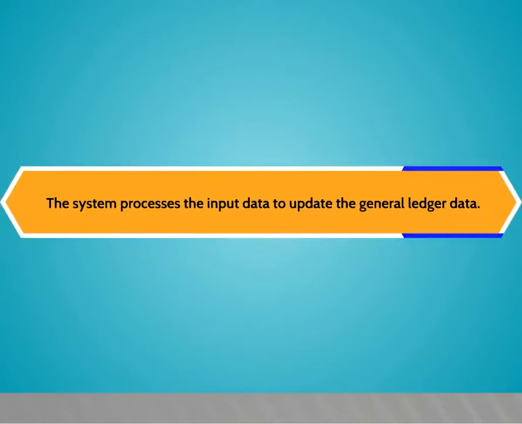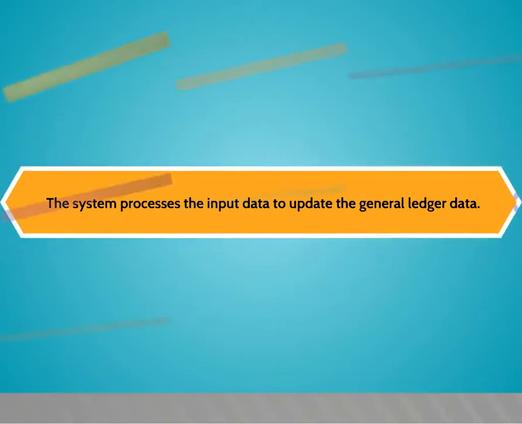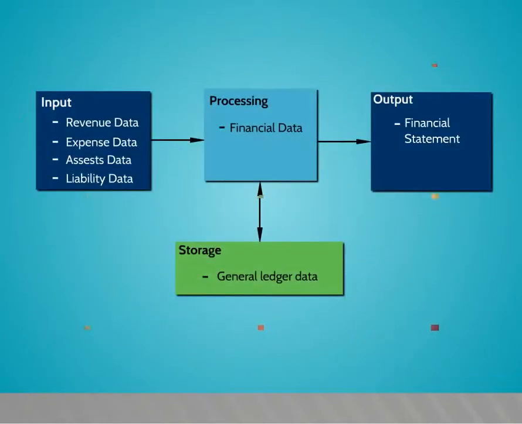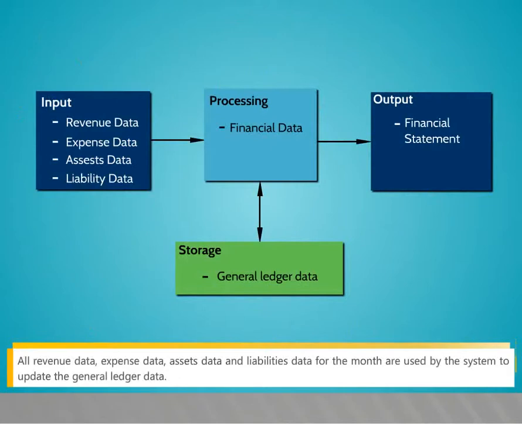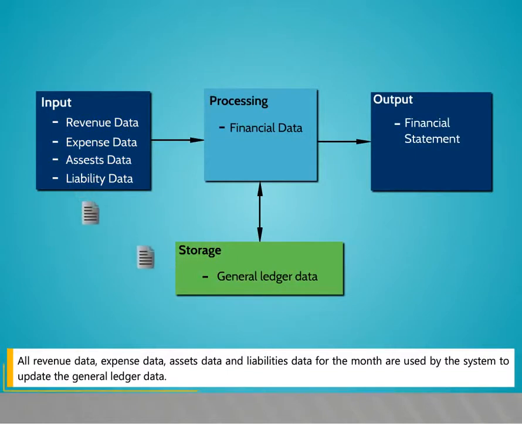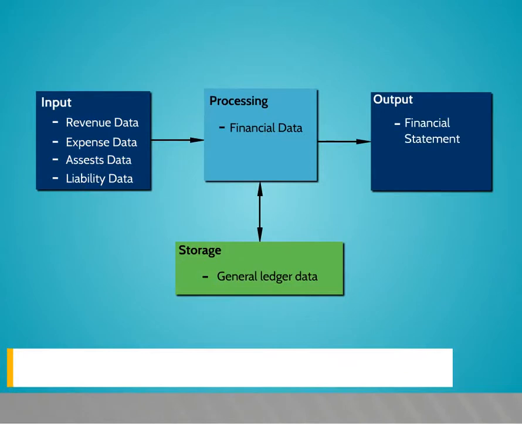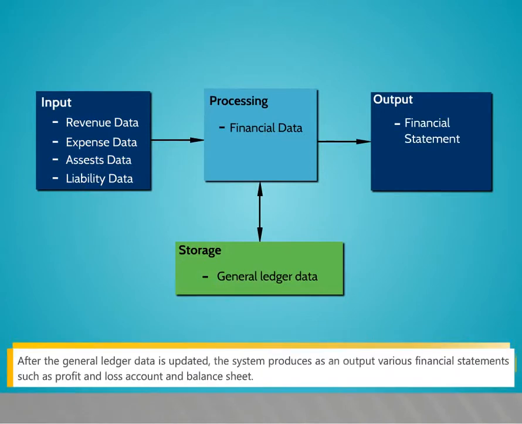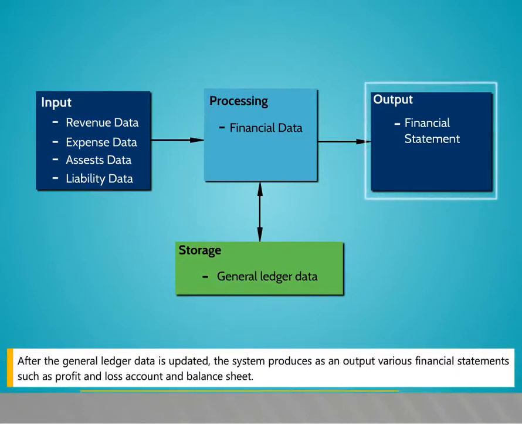The system processes the input data to update the general ledger data. All revenue data, expense data, assets data, and liabilities data for the month are used by the system to update the general ledger data. After the general ledger data is updated, the system produces as an output various financial statements such as profit and loss account and balance sheet.